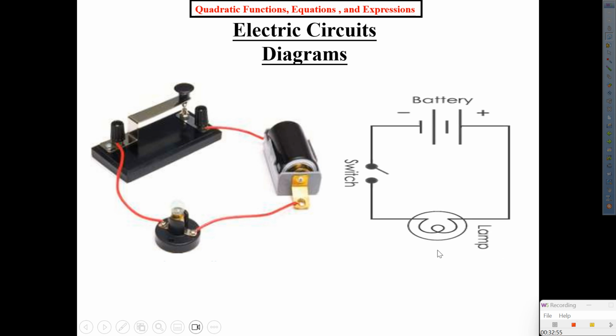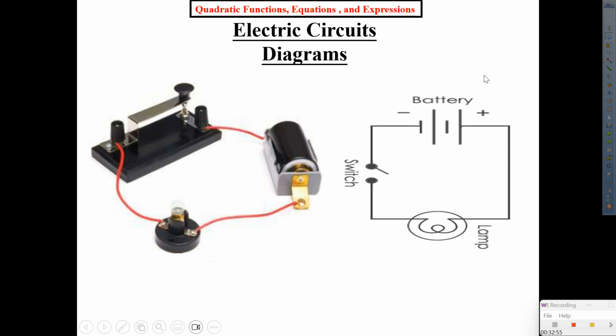Here's the lamp. Do you guys see the lamp here? There it is. Do you see the switch? Yes. And here's the battery. Okay? Today you're going to learn how to identify circuits like this. But we're going to focus on three components that make an electric circuit. Now check this out. This is a simple one.